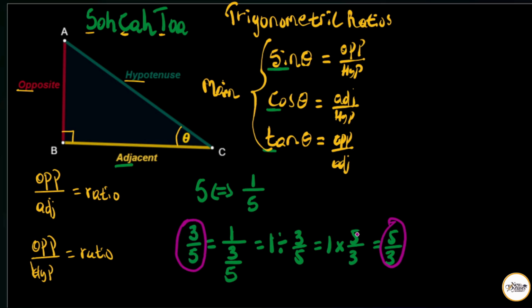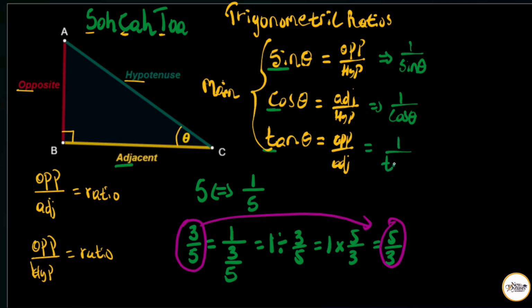Because we initially had what? 3 over 5, and our reciprocal here is what? 5 over 3. I hope you see that. So that is how we write our reciprocals. Now, our trigonometric ratios do have reciprocals. If I've got sine and I want to write its reciprocal, it's going to be 1 over sine, because you always divide by 1 whatever you want to make the reciprocal of. Then the reciprocal of cos is going to be 1 over cos of the angle theta, and the reciprocal of tan is going to be 1 over tan.